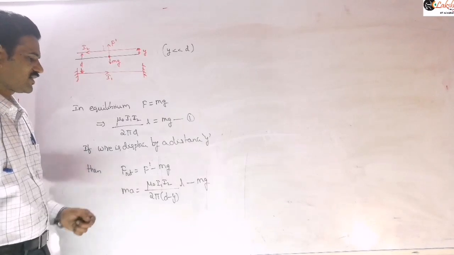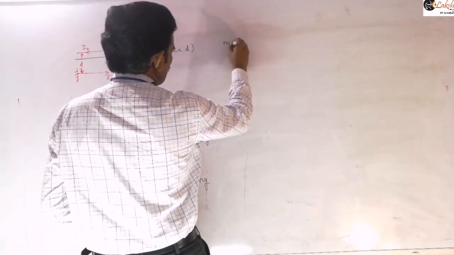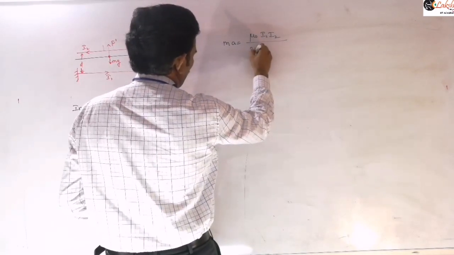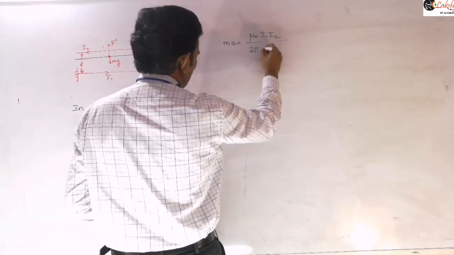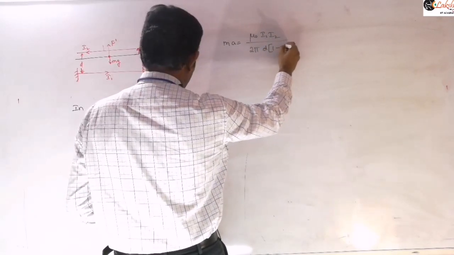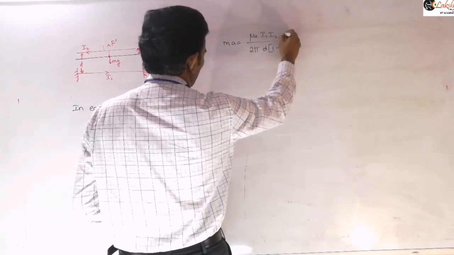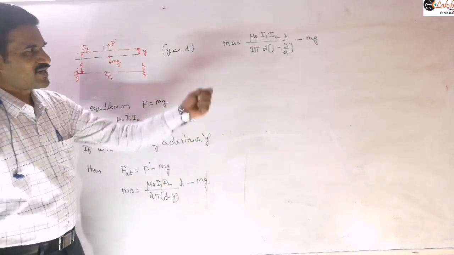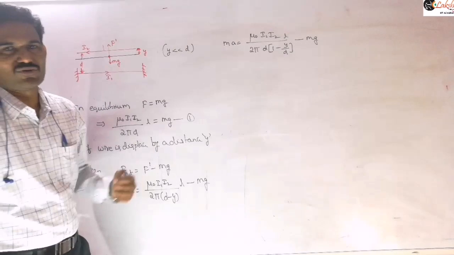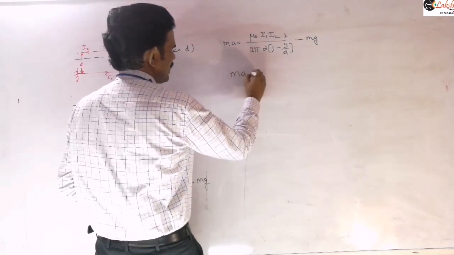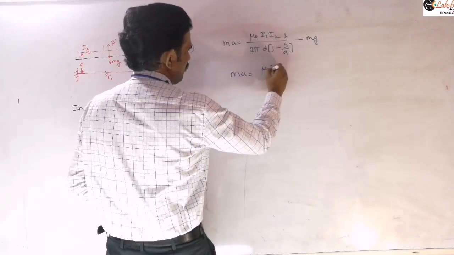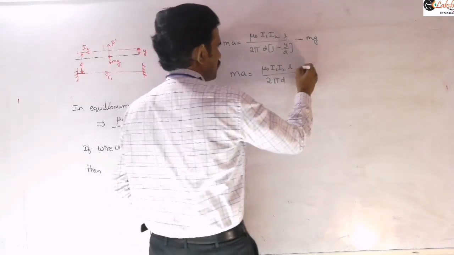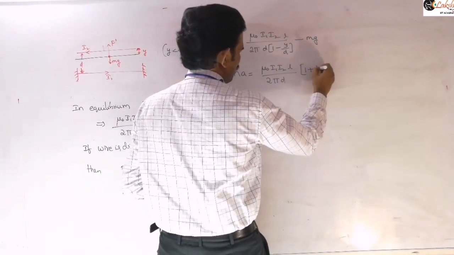For this simplification, I can use an approximation here. Let us take mu naught I1 I2 by 2 pi d, I am taking here, so that you will get 1 minus y by d, into L, minus mg. Right? I am just taking the d term common there. Now let us write this term in the numerator, so that this is ma equal to mu naught I1 I2 into L by 2 pi d into 1 plus y by d, I am writing here.